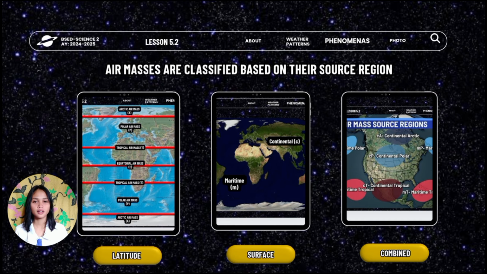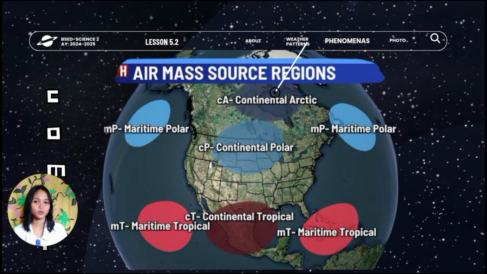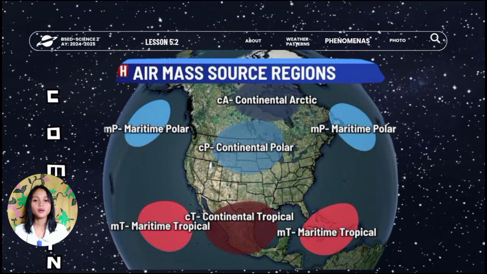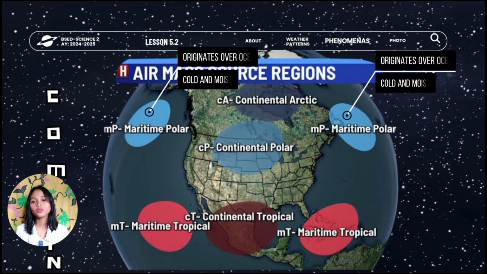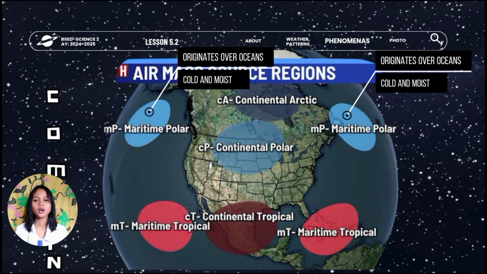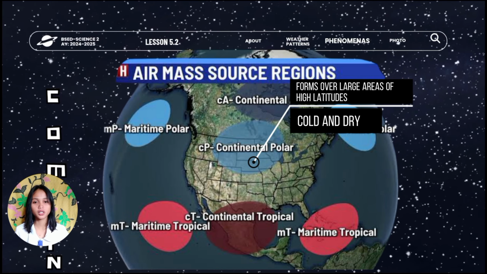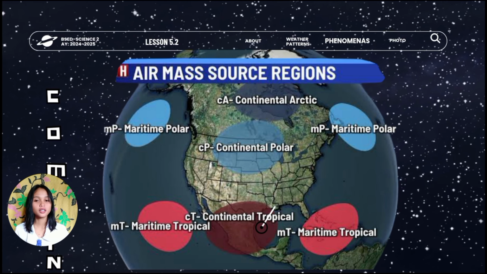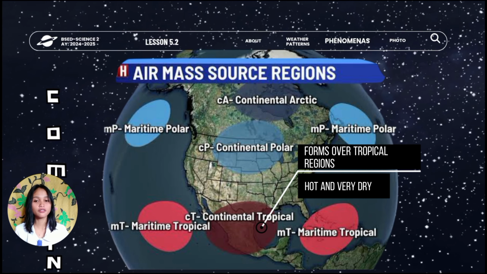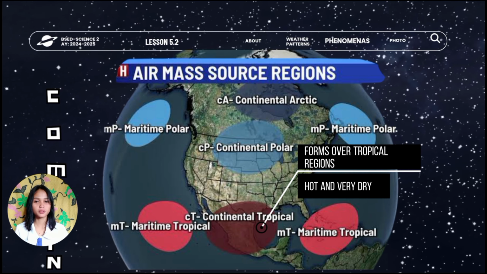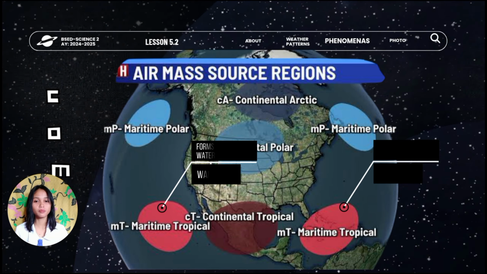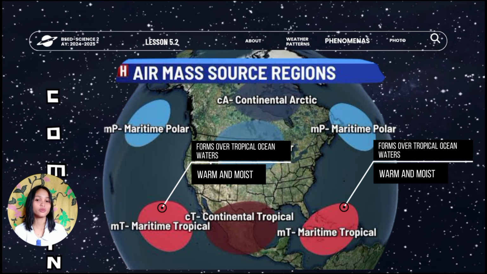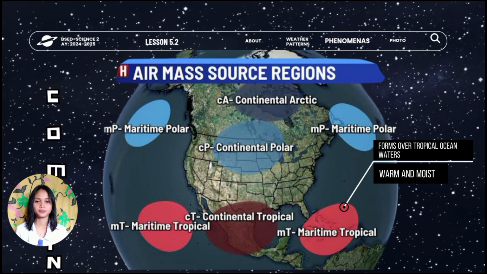So, if we combine that, a continental Arctic would be extremely cold and dry because it originates in the Arctic region. A maritime polar would be cold but moist due to its origin over oceans. Continental polar would be cold and dry because it formed over large areas in high latitude. Continental tropical would be hot and very dry because it formed in the tropical region. And maritime tropical would be warm and moist since it forms over tropical ocean waters.